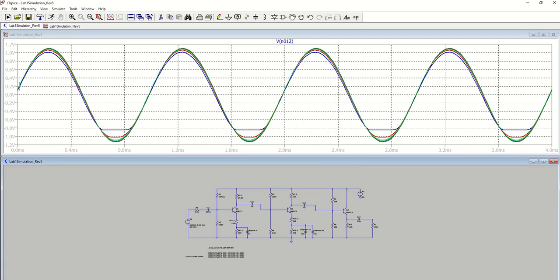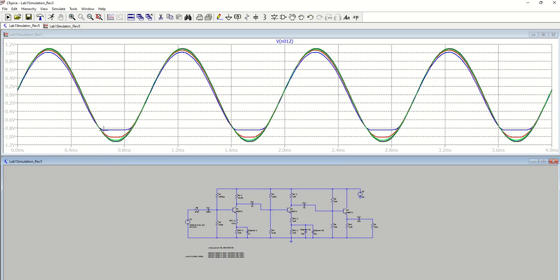Now what we have is this first blue line is 200 ohms. This red line is 250 ohms. And the green line is 300 ohms. For this circuit, I would say for the simulation that the lowest load resistance that this circuit can handle is 300 ohms.